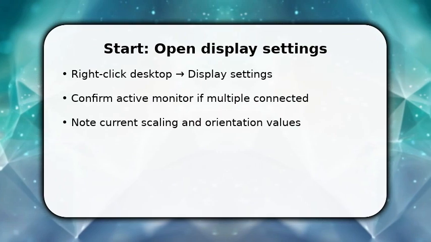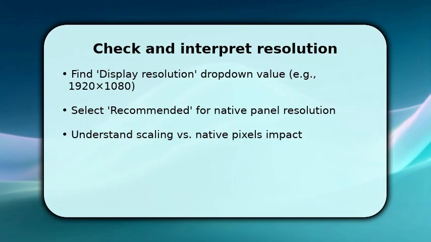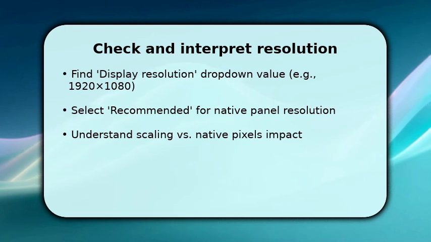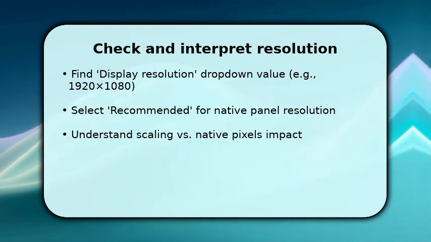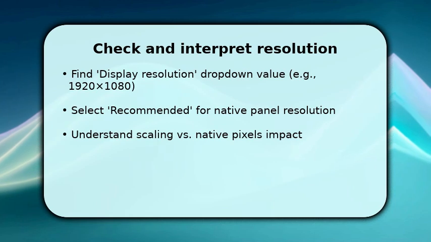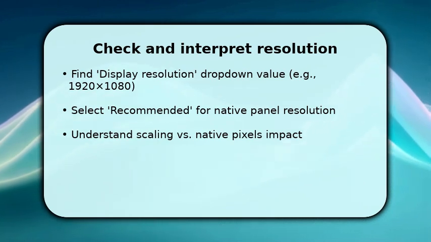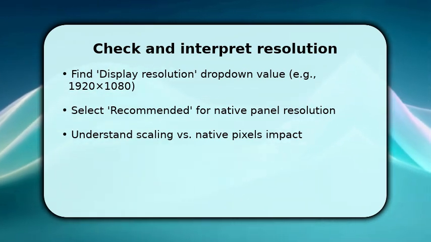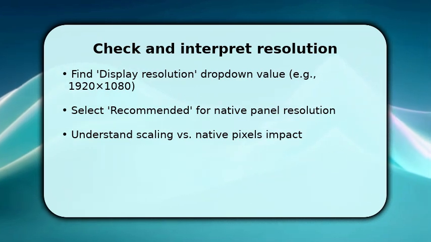You now find the display resolution drop-down and read the numerical value. For example, 1920 × 1080. That number is the actual pixel dimensions the system is sending. If available, select the recommended option because it matches the panel's native resolution and gives the sharpest image.